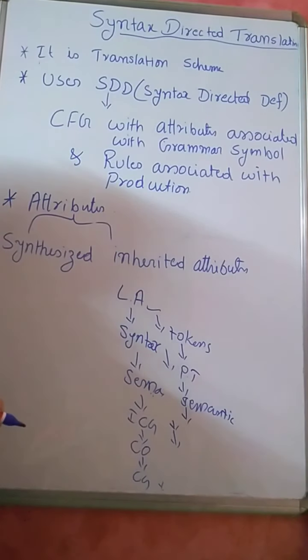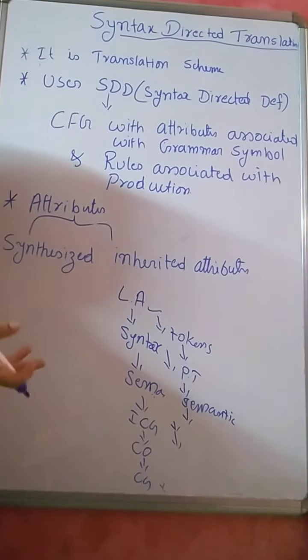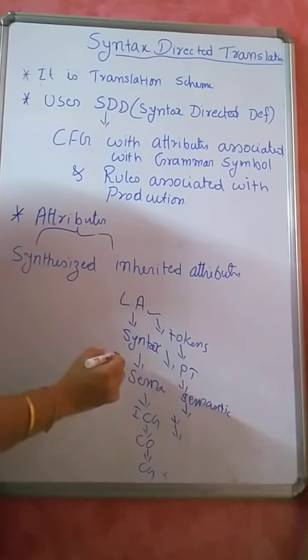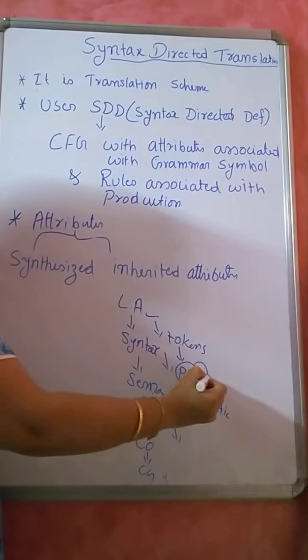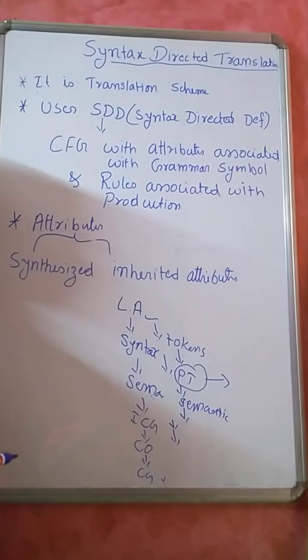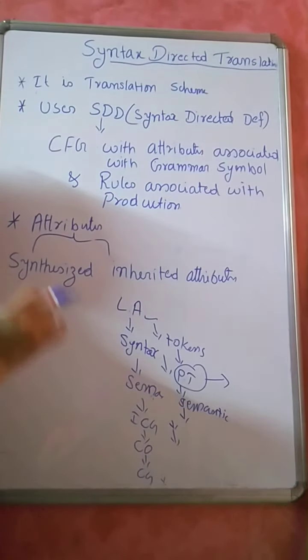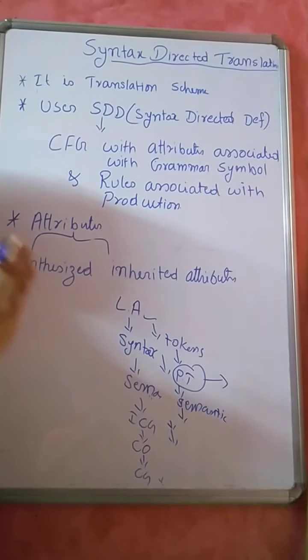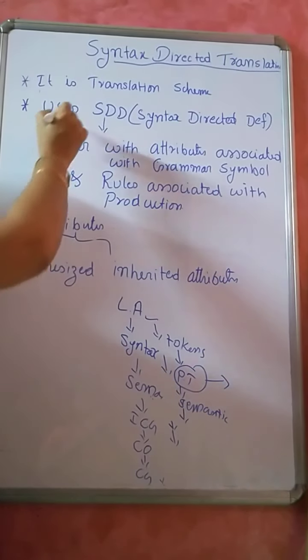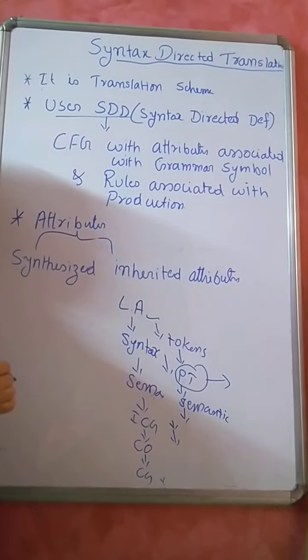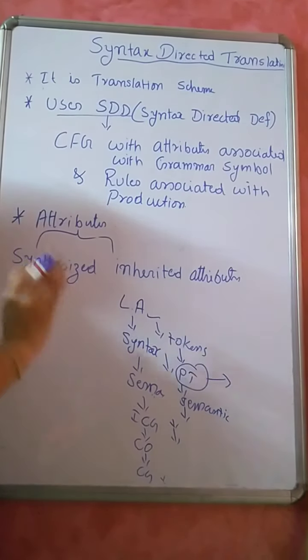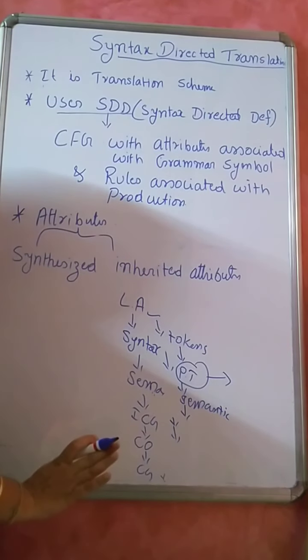Then where will this syntax directed translation scheme come in? It is not a phase of your compiler. But syntax directed translation will use this particular parse tree, and it evaluates the attribute values at each of the nodes of your parse tree by using a syntax directed definition. So, got it: syntax directed translation is not a phase of your compiler.